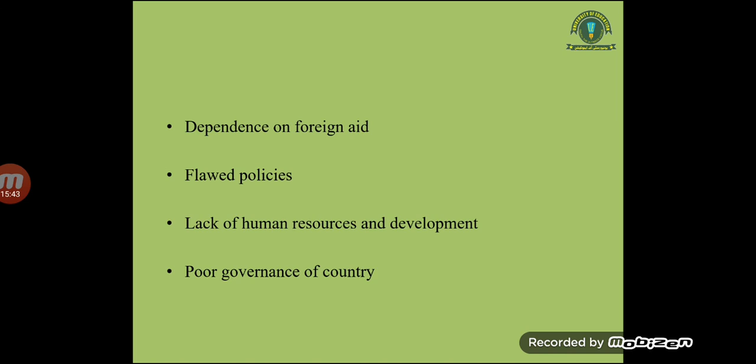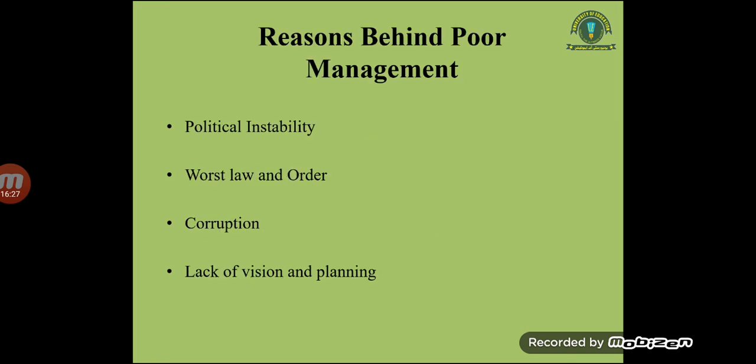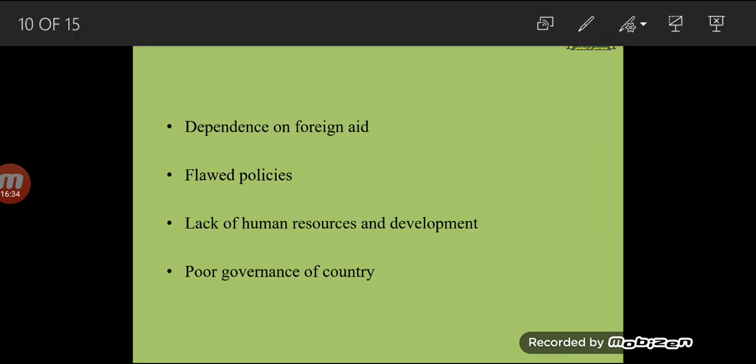exploited our resources. Poor governance of the country, as we discussed about political instability, is the same thing as poor governance of the country. Every government that comes blames the next government and talks about these matters, and they cannot run the country well. This poor governance also affected or exploited the development of the resources. All these things are the reasons behind the poor management.